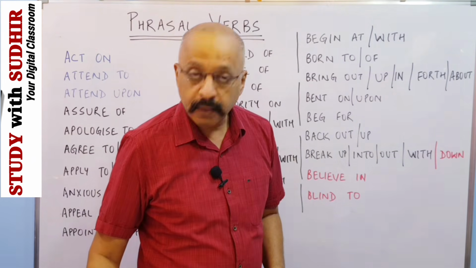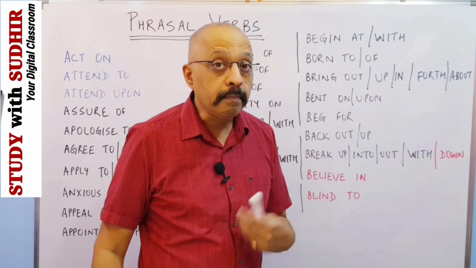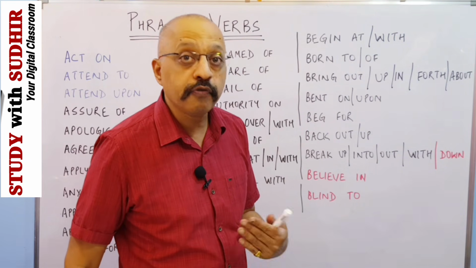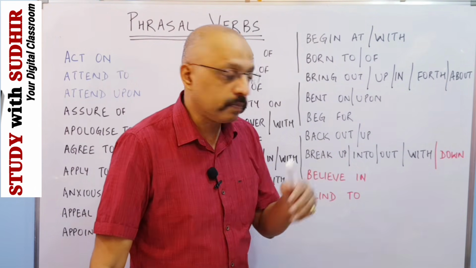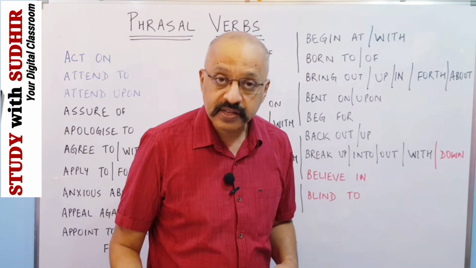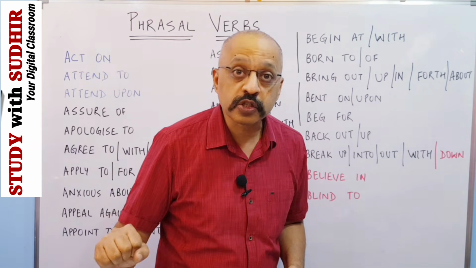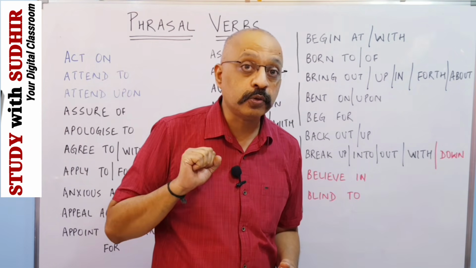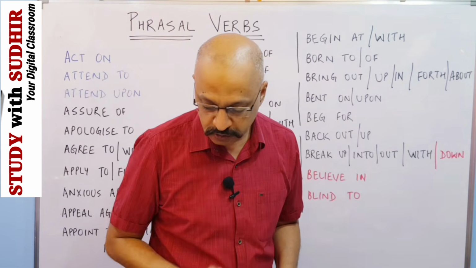Beg for. He begged for mercy, right? He begged for mercy. He wanted to be forgiven. So he begged for mercy. Back out, back up. This one is important. Now back out is, she backed out of the marriage at the last minute. She didn't like the bridegroom. She backed out of the marriage at the last minute.